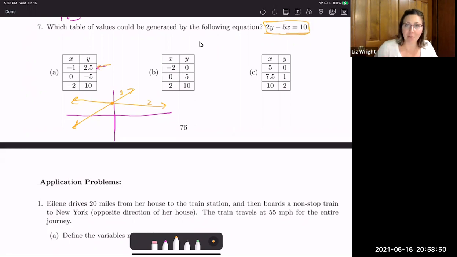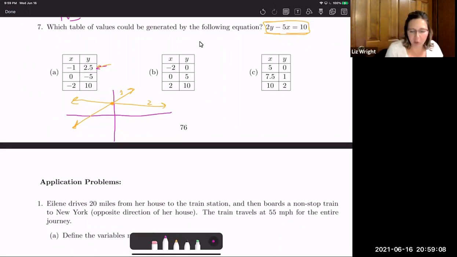However, if you check a point and it doesn't work, so if you check 1 point from a table and it does not work, then you do not have to check anymore. So if 1 point fails, then you get to move on and say that table does not perfectly match the equation. Let's move on. All right.